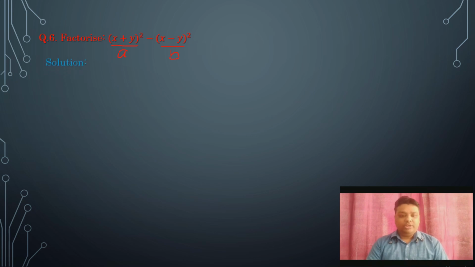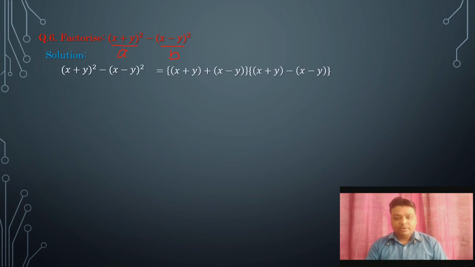So we can write this as a as x plus y, b as x minus y. It means a plus b and here a minus b. Okay, now it is based on the formula. So if we open the small bracket, then what we can see?